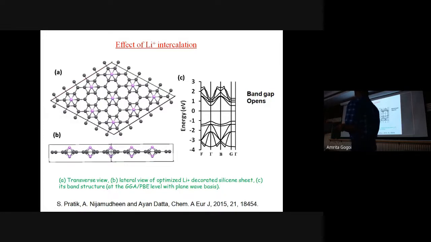Now we have to explain this. Now we have two things to explain. One, why is silicene buckled, and why, suddenly, when you put lithium atoms on the top and the bottom, does it become flat? So we need an explanation for both the phenomena, both the computational phenomena.